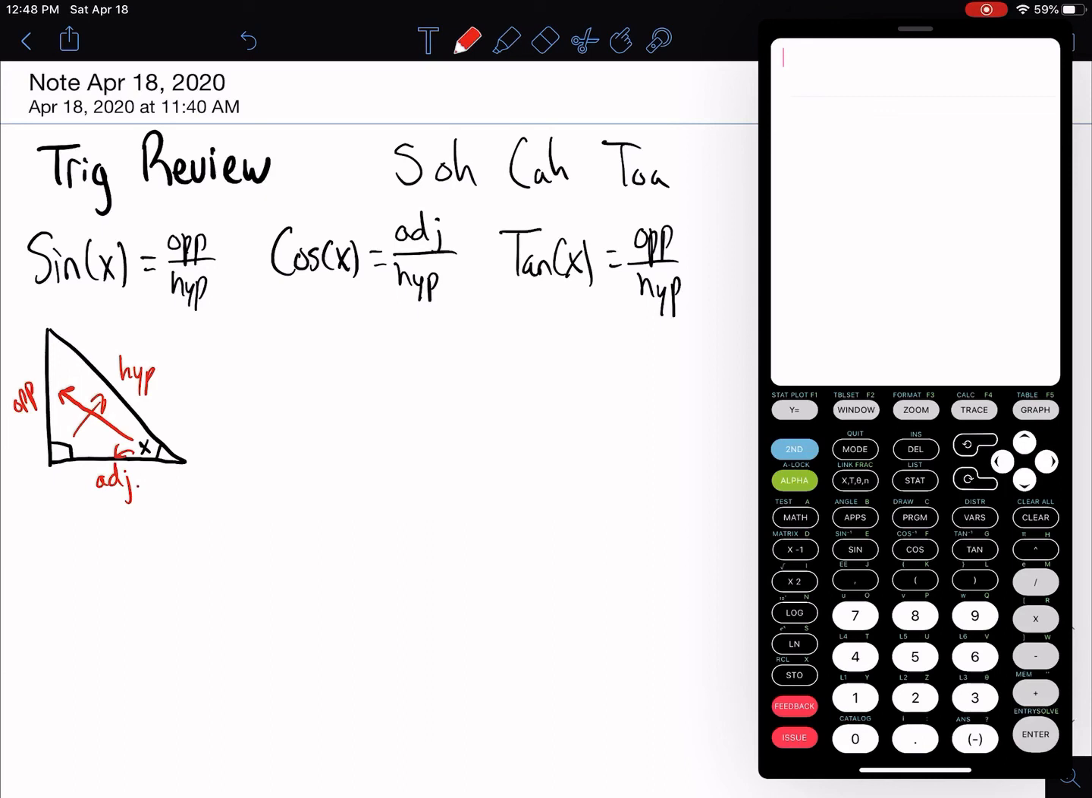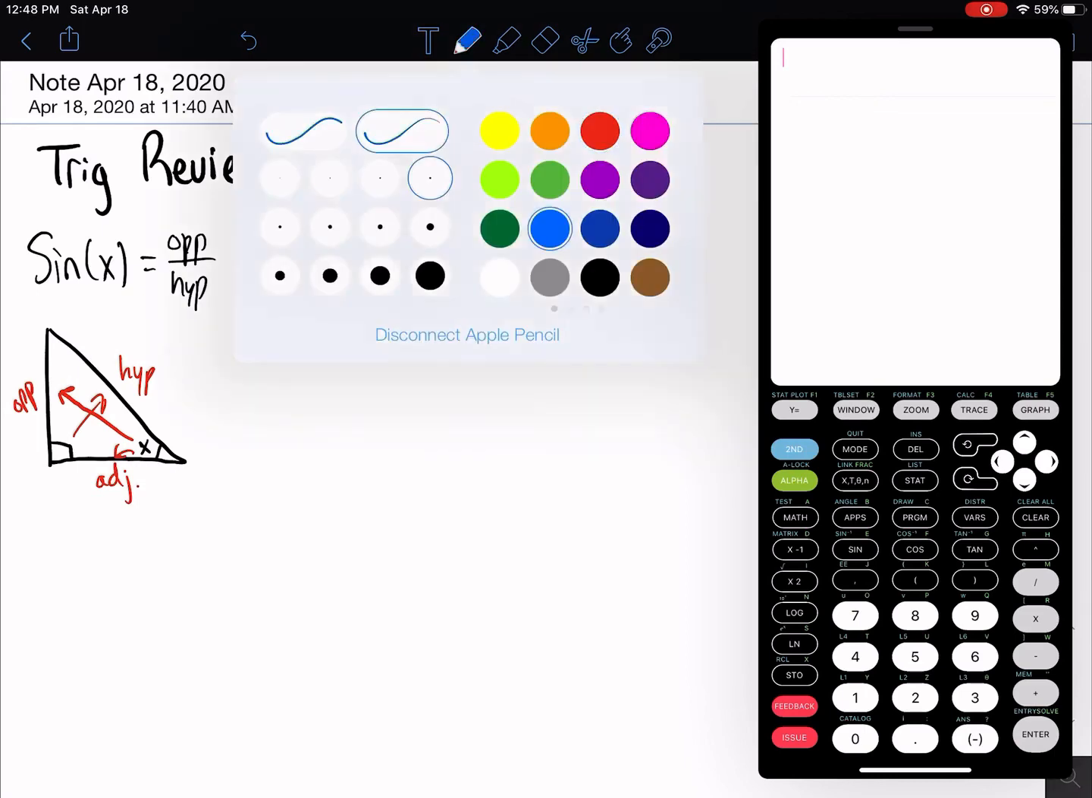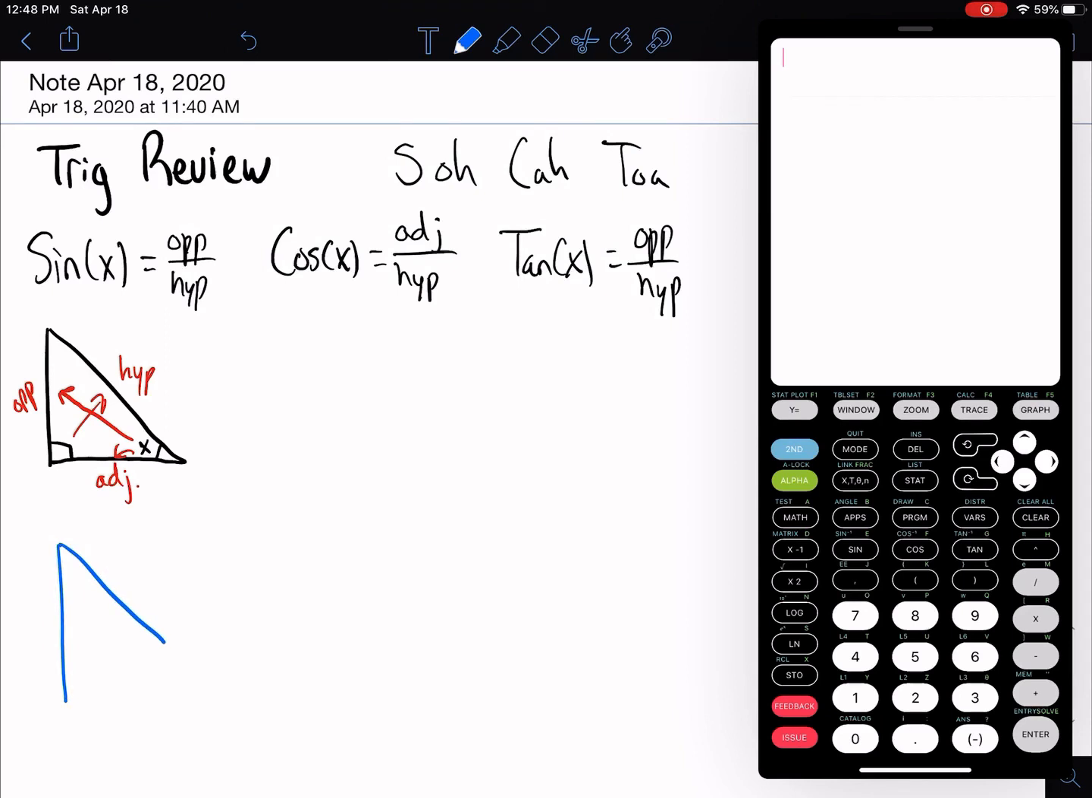Okay, so let's look at an example and see how this all works out. So I'm going to draw a right triangle. I'm going to pick an angle x, and let's do some labeling here. So we're going to start with the fact that this is a 3, 4, 5 right triangle. I need to give some side lengths to it. And I'm going to pick this angle up here to be x.